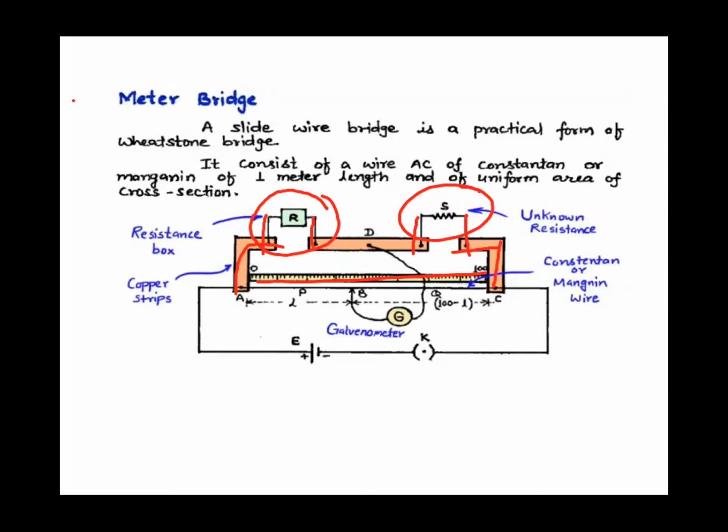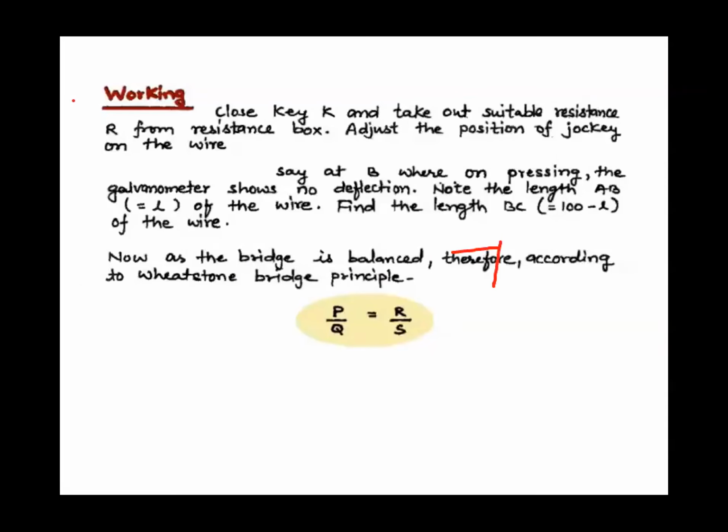So that is the unknown resistance, right children? And the remaining two we will be finding by sliding our jockey on the meter wire. We will slide our jockey, we will get the length, and then we will find it out. How? Let's see, right? Okay, now let's see the working.